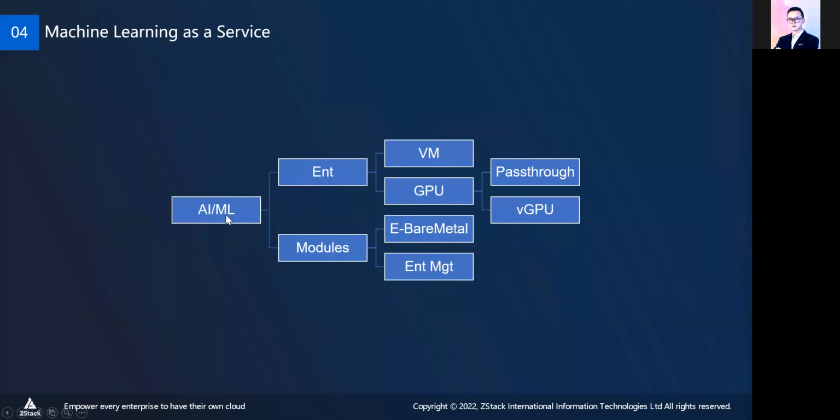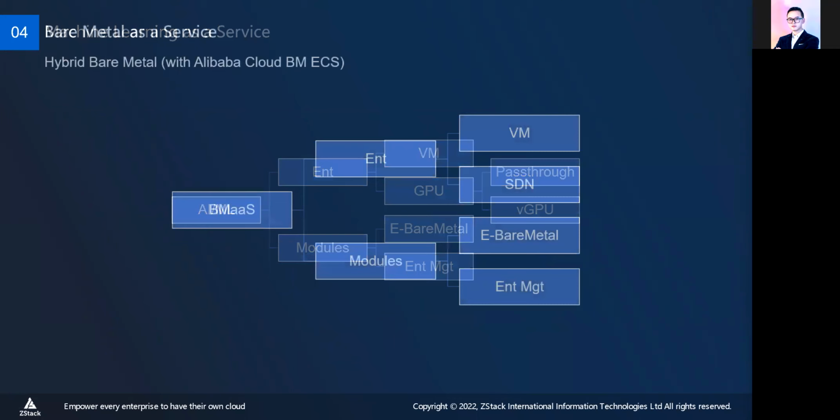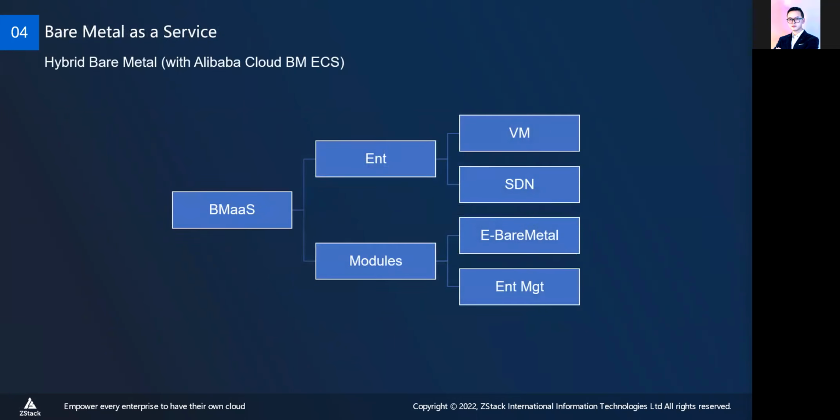Then it's machine learning as a service. In ZStack, we support GPU pass-through or vGPUs, and we can also use Elastic Bare Metal to manage the bare metal directly to provide high performance servers. Then it's bare metal as a service. In this scenario, we just use the enterprise edition, enterprise management, and Elastic Bare Metal.